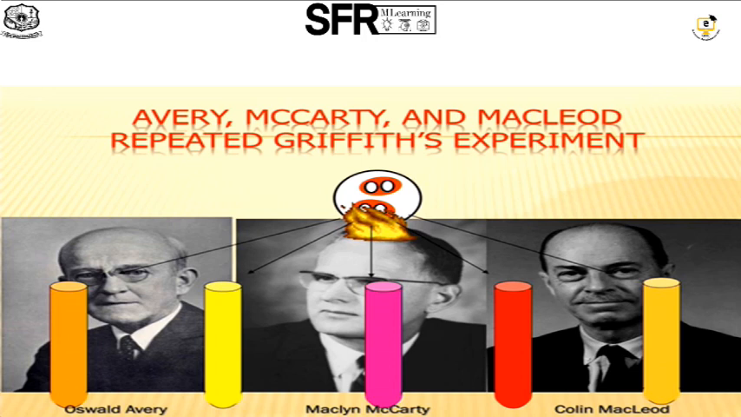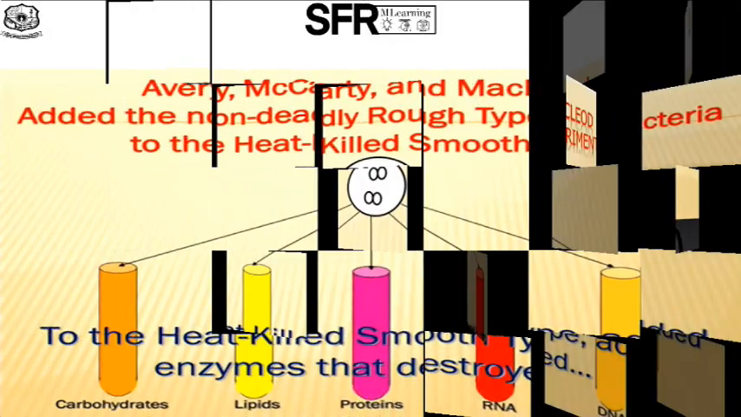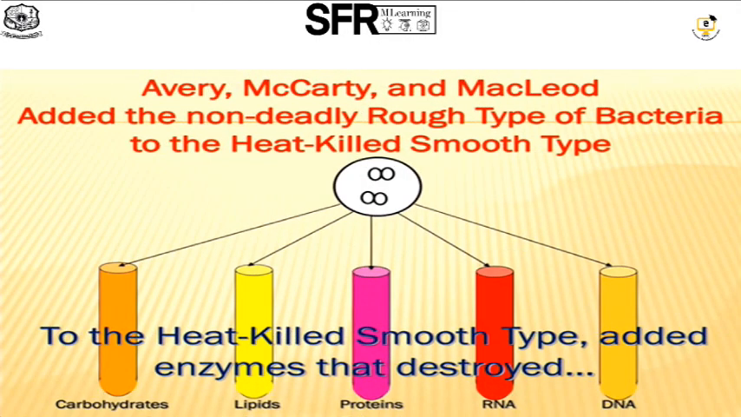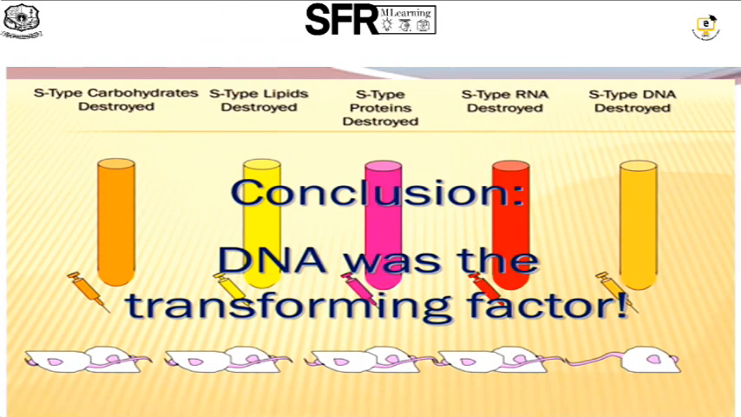After that, Avery, McCarty and MacLeod repeated the Griffith experiment, using some pathogens, or heat-killed smooth type bacteria. This experiment is essential to prove that DNA is the means of gene transformation in all living organisms, especially since they used mice.